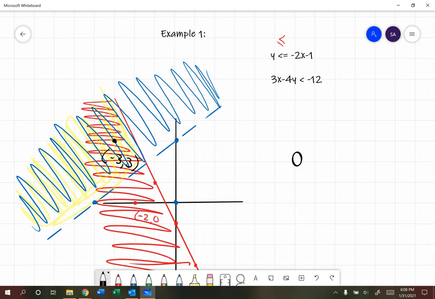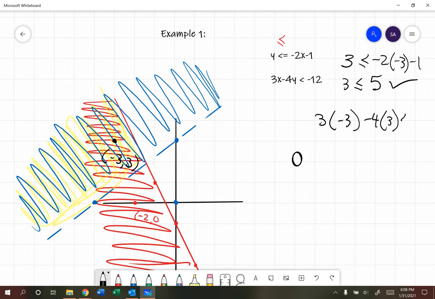So if I put negative 3, 3 in, I have 3 is less than or equal to negative 2 times negative 3 minus 1. I have 3 is less than or equal to 6 minus 1, which is 5. Yep, that checks out. The second one, if I put 3 times negative 3 minus 4 times 3 in there, is less than negative 12. So I have negative 9 minus 12. So I have negative 21 is less than negative 12. Yep, that one checks out too. So I know that I have my system shaded correctly.